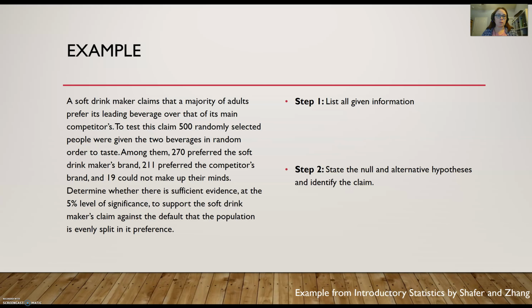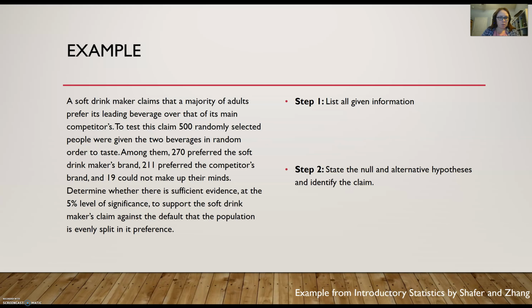We're asking 500 people. Among them, 270 preferred the soft drink maker's brand, 211 preferred the competitor's brand, and 19 couldn't make up their minds. So we're going to lump the 211 and the 19 all together because we're just looking for people that prefer this particular drink.